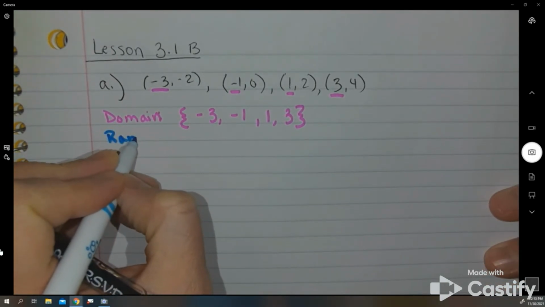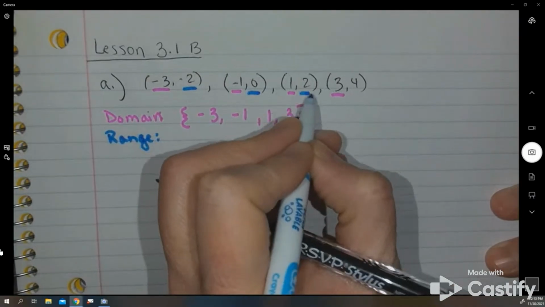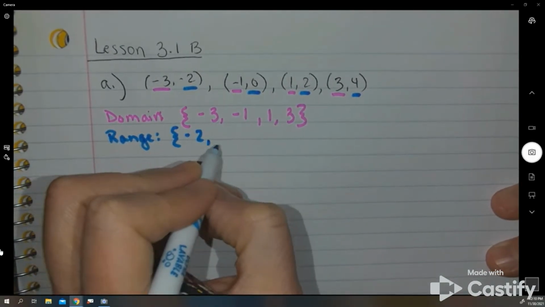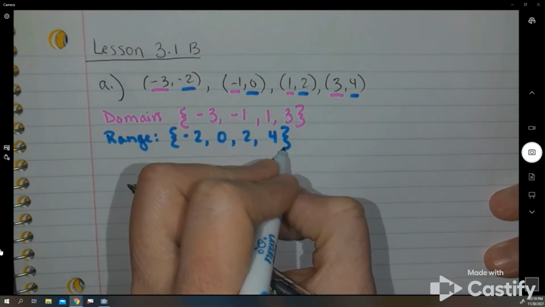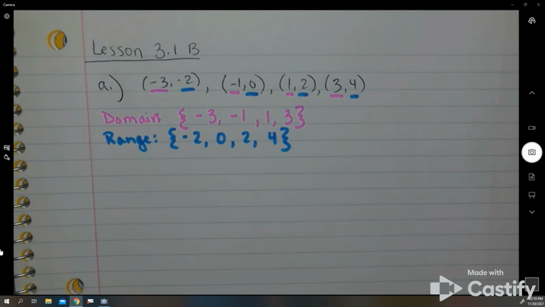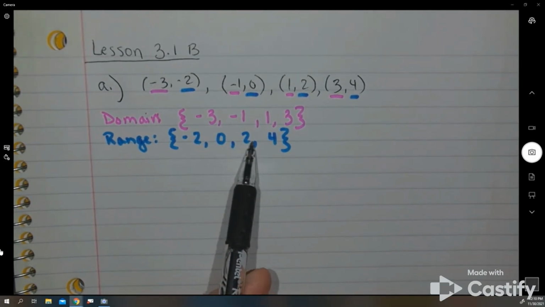Then for my range, I'm looking for the output, or those y values. So my range would be -2, 0, 2, and 4. So for this one, since they're individual points on this graph and they want the domain, I list all of those x values, and for my range, I list all of my y values.